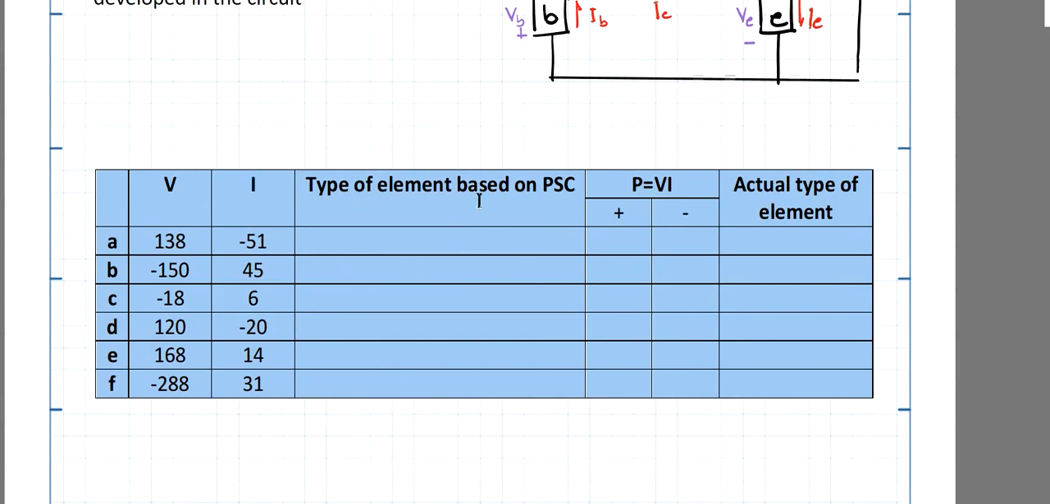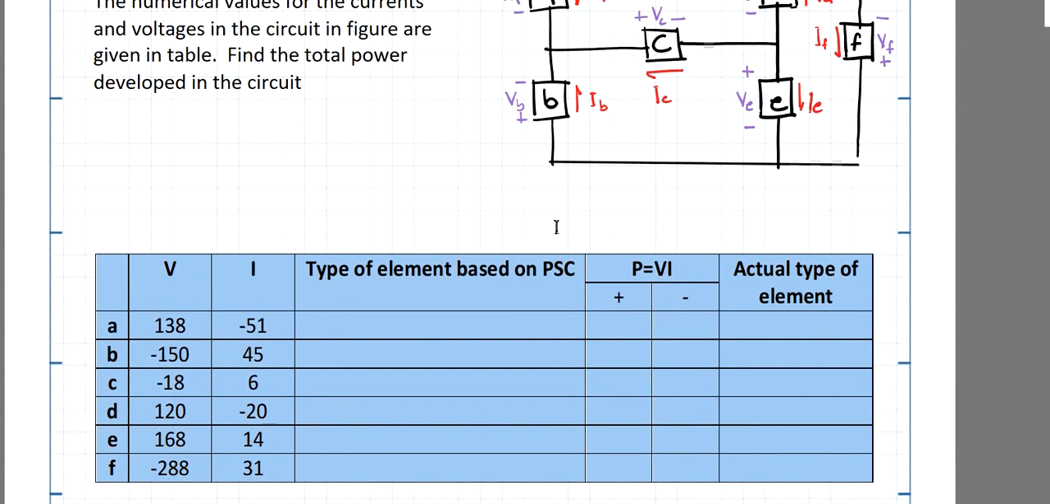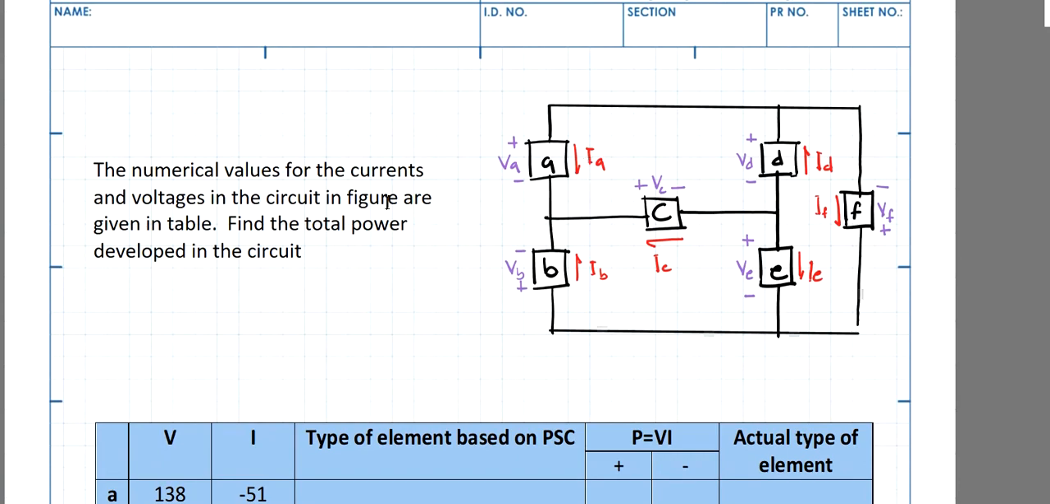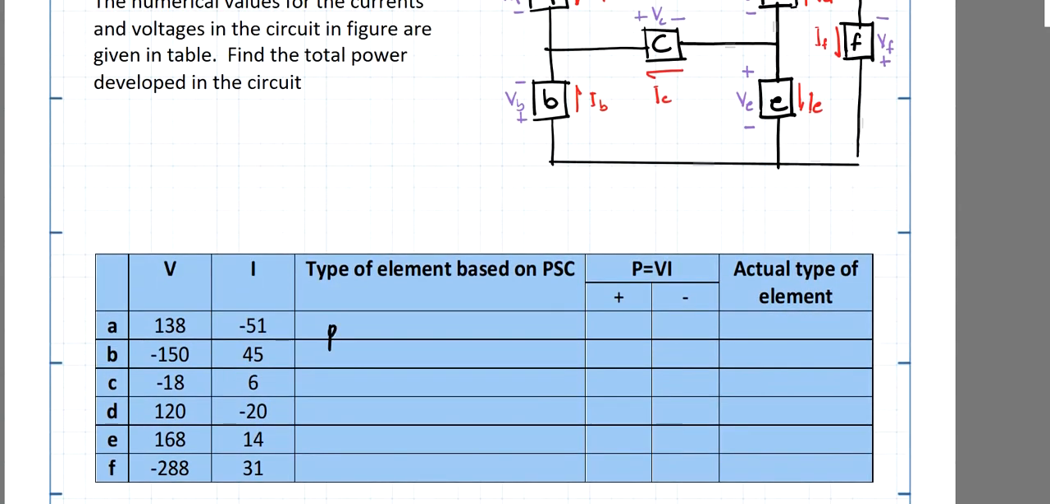Right, so first one, let's specify the type of element based on the passive sign convention. So for A, this current enters the positive terminal, and therefore this is a passive element. So if it's passive, then it should be plus. And for B, this one enters the positive terminal, and therefore it's also passive. So this is plus.